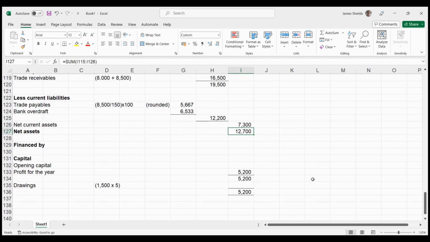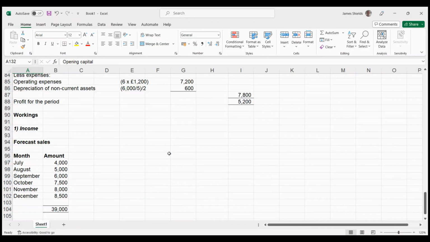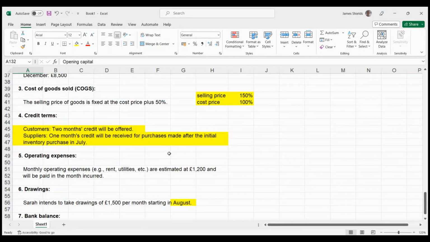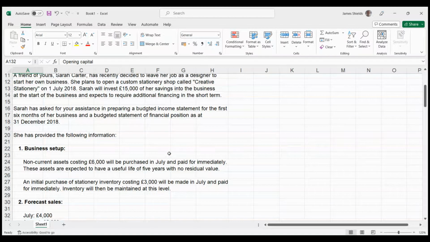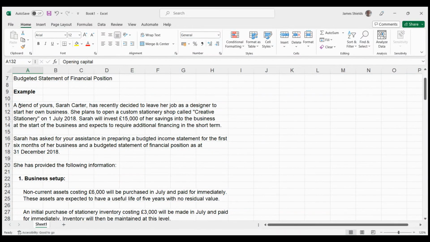Now we've got the bit at the bottom now. It's financed by capital. Now we need to know the opening capital. So I'm going to go back to the question to find out what the opening capital is going to be. And be near the top of the information. It's in this section here. Here we go.